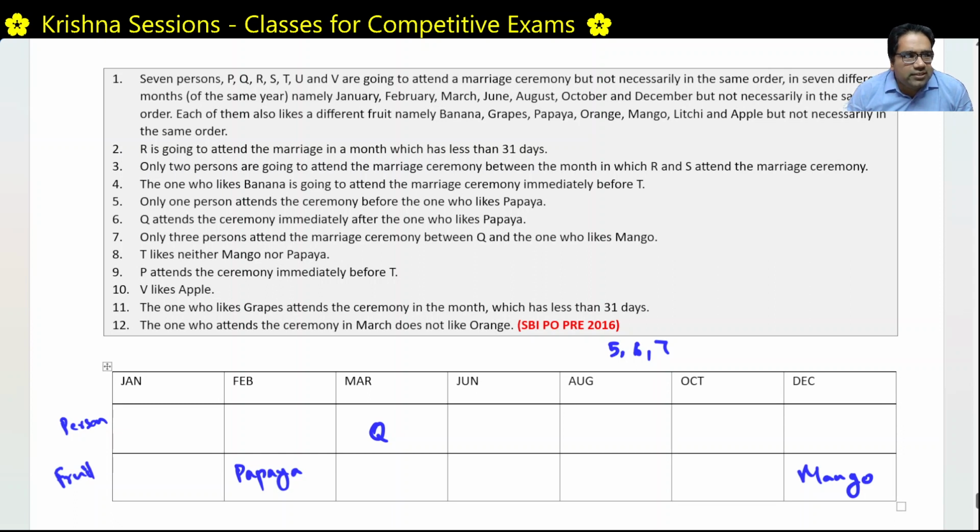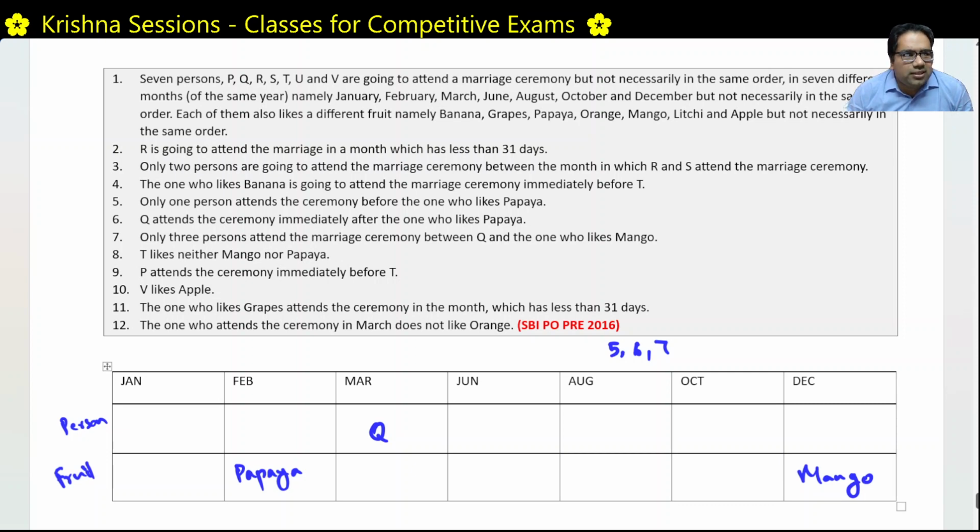Condition 8 is T likes neither mango nor papaya. That means T is neither Feb nor December, but still we cannot place it. P attends the ceremony immediately before T. We don't know where T is, where P is. P likes apple, but we don't know where. This can be here, here, here, here.